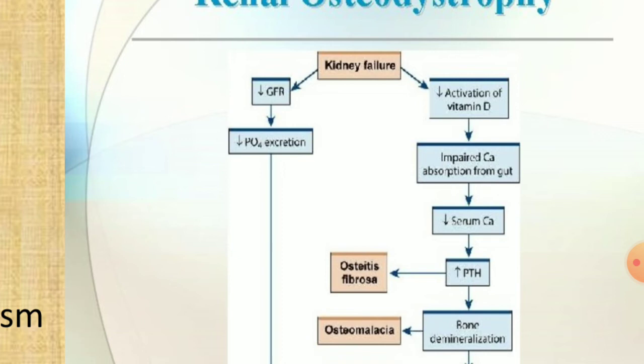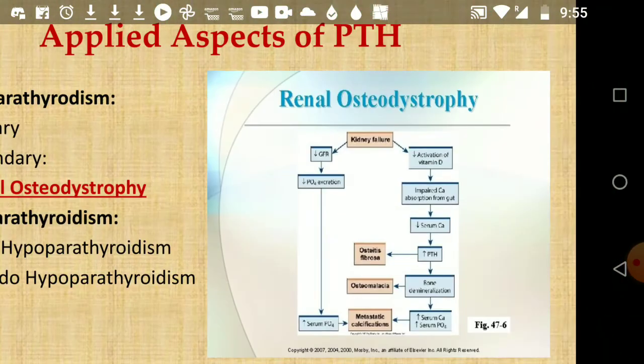Bony demineralization, osteoporosis, osteomalacia arising out of chronic renal disorder giving rise to compensatory hyperparathyroidism is called renal osteodystrophy.